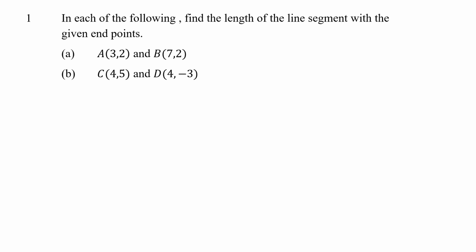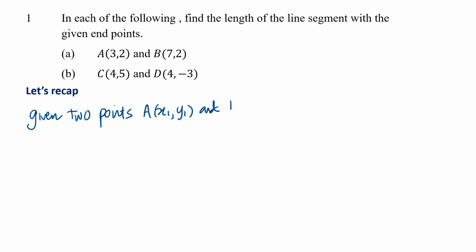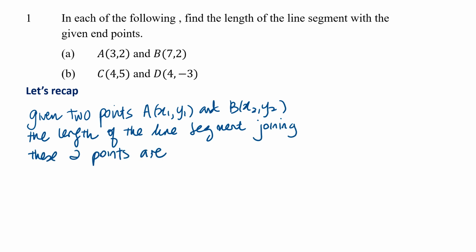Part A, we are given 2 points labeled as point A and B, and part B, you're given another 2 points labeled as C and D. Right, to start off, let's do a recap. The recap is to write down the formula for finding a line segment.